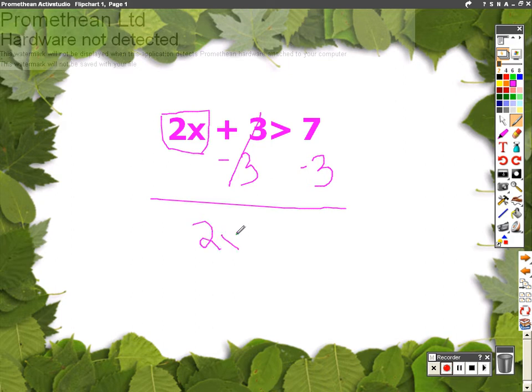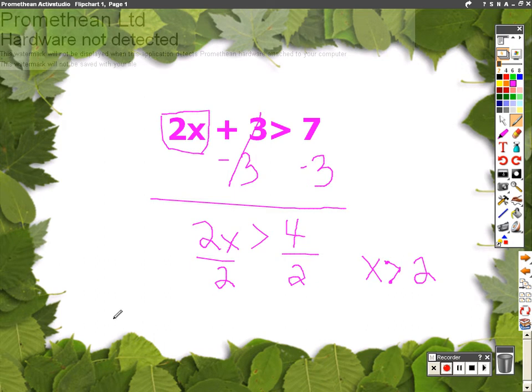Now, before we were using an equal sign, this time we have a greater than sign, so I'm just going to bring it down, just like I would with the equal sign. 7 minus 3 is 4. Now I need to divide by 2 to undo the multiplication, and x is greater than 2. And I know it's greater than because 2 dots are greater than 1.